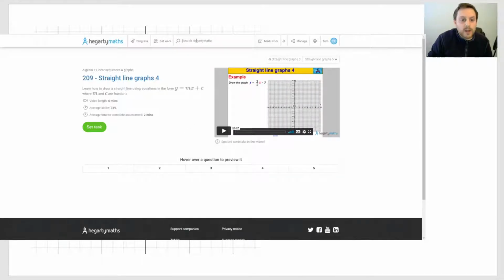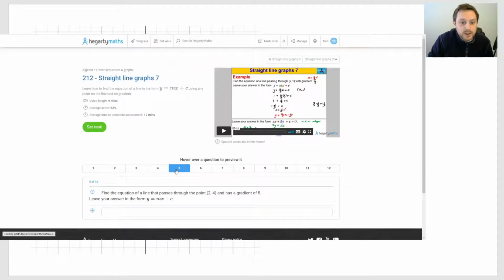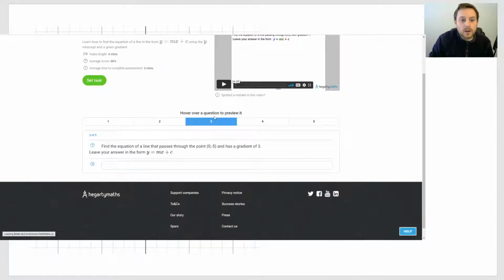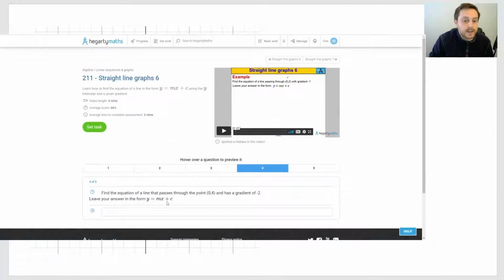And this goes all the way through to, let's just guess at this one. Is it this one? Okay, so for example, task 212, let's look at task 211. So, questions where it tells you what the gradient is, write down the equation of the line.